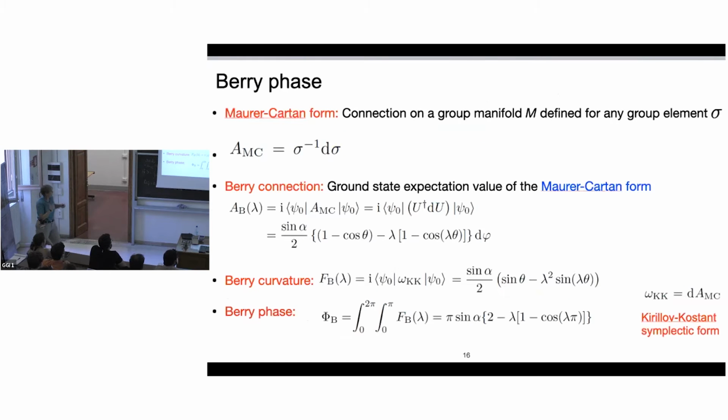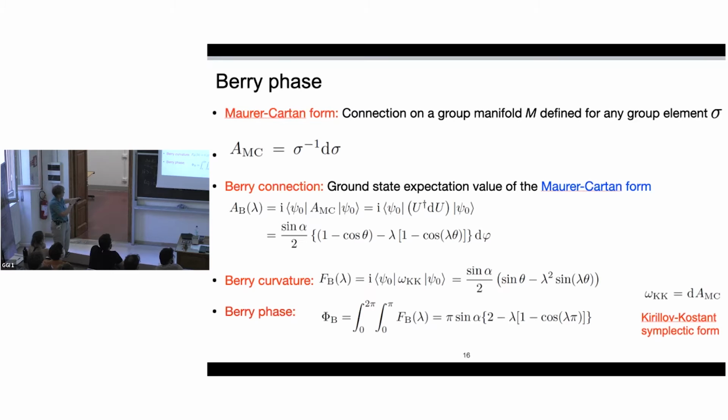And then we can calculate the Berry phase in a slightly more mathematical setting, which we'll also later use in the CFT2. So we define the Maurer-Cartan form, which is a connection on a group manifold defined for any group element sigma. So this is our Maurer-Cartan form. And from this, we can calculate the Berry connection, which is the ground state expectation value of this Maurer-Cartan form, which looks like this. And now we insert just the simple model that I presented before, and then the result is going to be this.